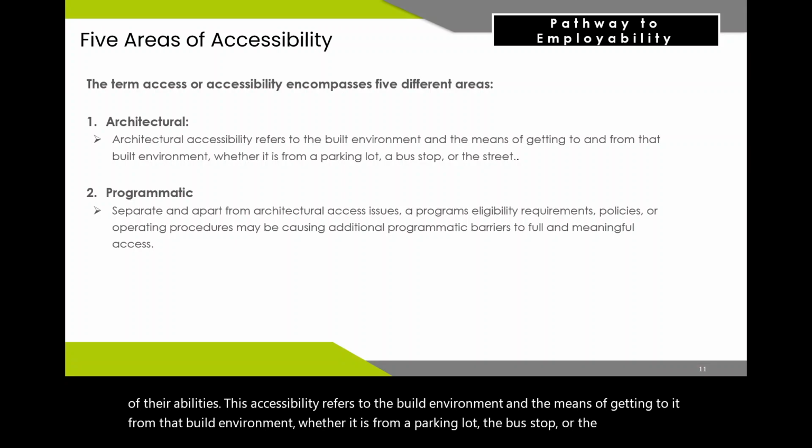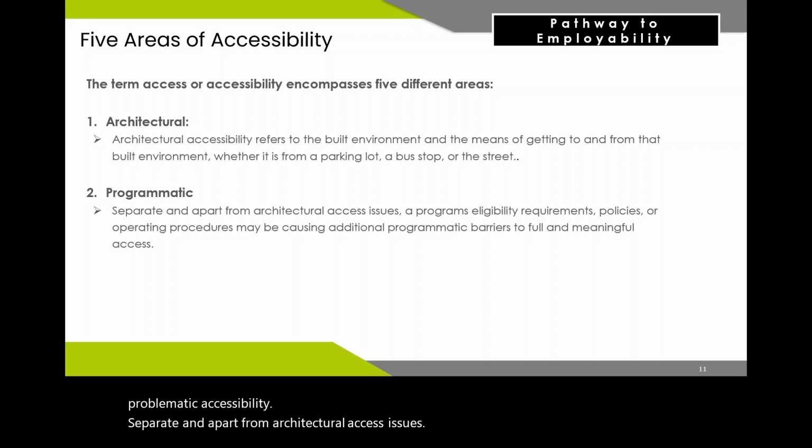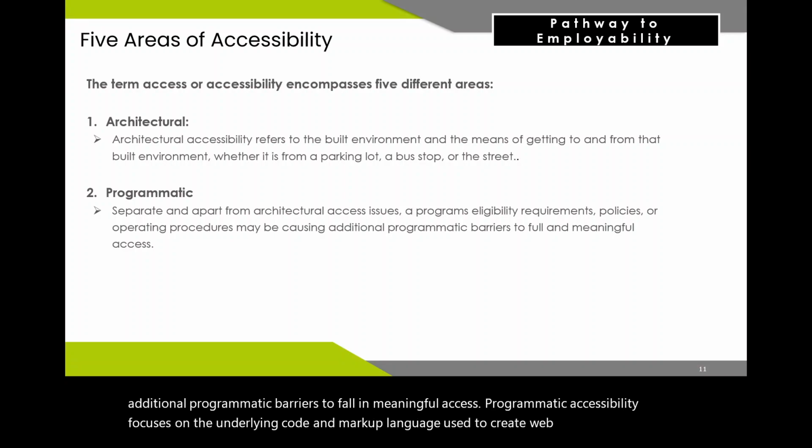Number 2. Programmatic accessibility. Separate and apart from architectural access issues, a program's eligibility requirements, policies, or operating procedures may be causing additional programmatic barriers to full and meaningful access. Programmatic accessibility focuses on the underlying code and markup language used to create web pages, software applications, and other digital content.